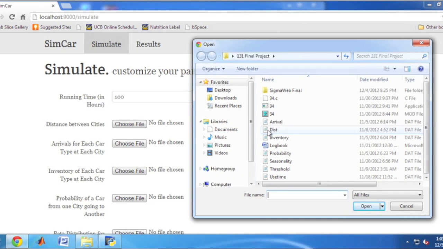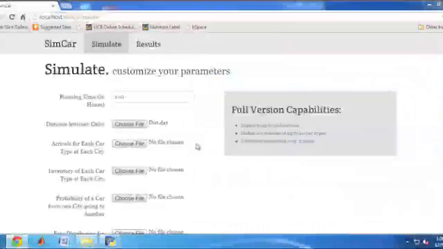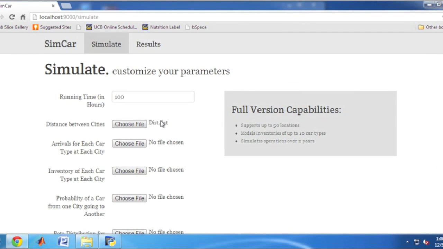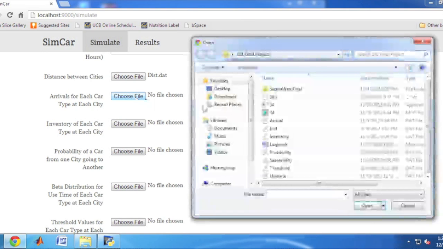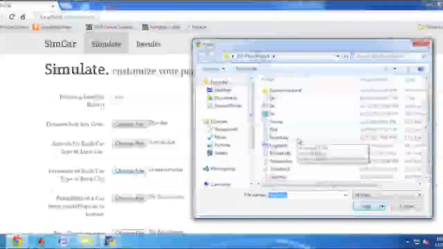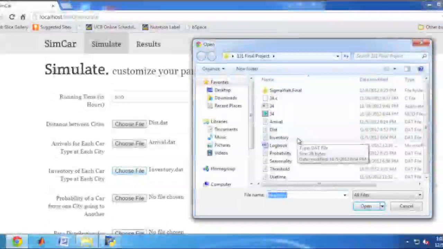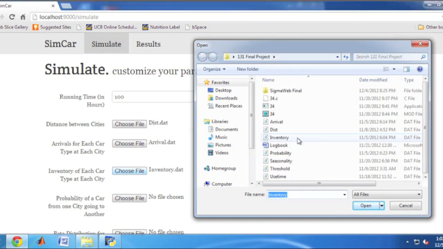First file is the distance, and this can either be chosen by dragging and dropping onto the file or clicking on the file itself. And currently our full version capability supports up to 50 different locations, so 50 different cities would be allowed. Next, we input the arrival rate for each different car type at each city. Then the starting inventory of each car type at each different city will be inputted.